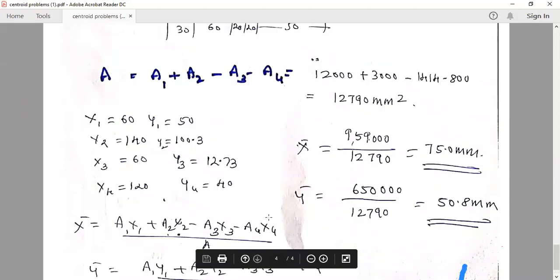So this problem I have solved. I have not entered it in table form. Directly I solved and I have given you the answer. You solve this problem in the table form.